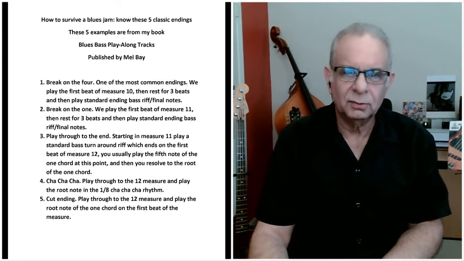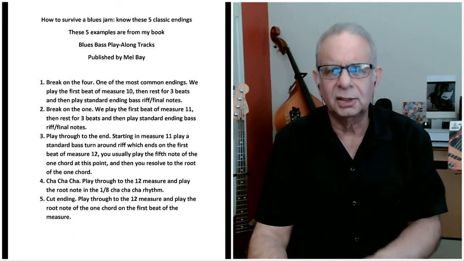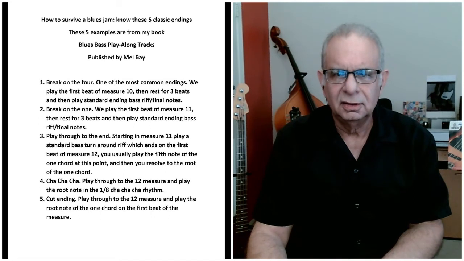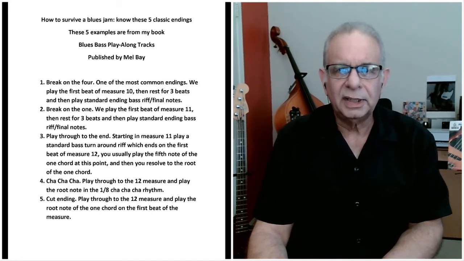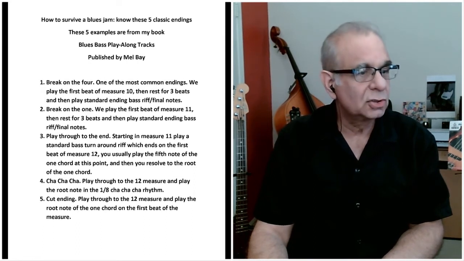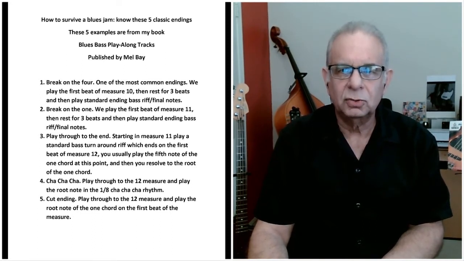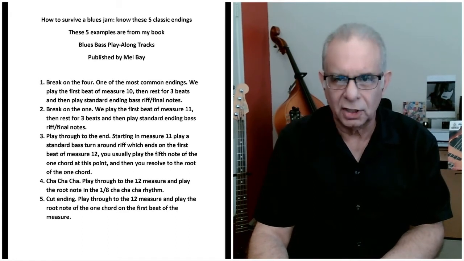The fourth way to end a song is typically in a rumba style. It's called the cha-cha-cha. So we will play through the progression, and when we get to measure 12, we play the root note followed by 3 notes in the 8th note style, and we play them in the cha-cha-cha rhythm. So measure 12 goes root, cha-cha-cha.